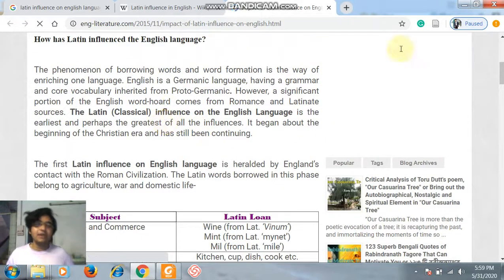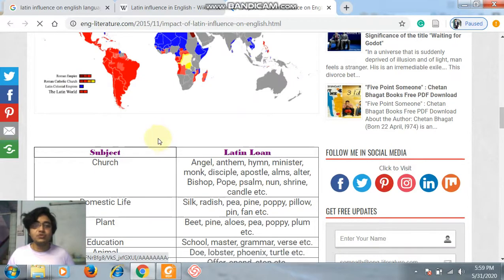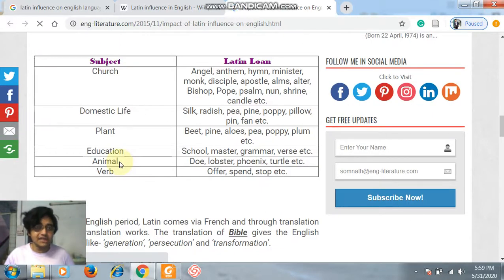I will end this lecture by showing, or rather repeating, some of the words borrowed from the Latin language into the English vocabulary from certain areas or domains. For example, from the church, the Latin loan word angel. From domestic life, silk, radish, pea, pine, poppy, all these words have been borrowed.